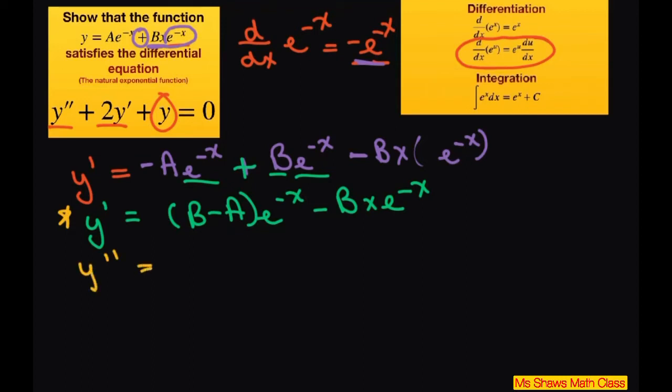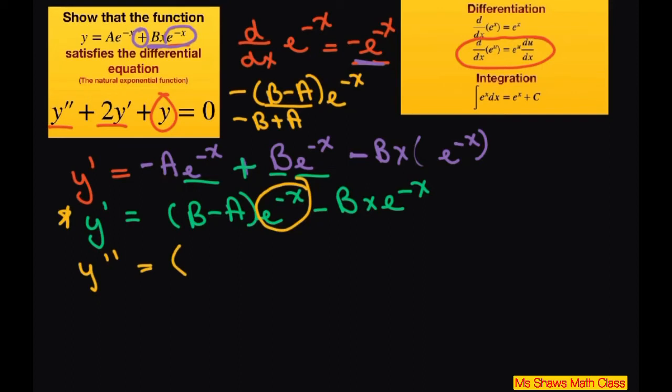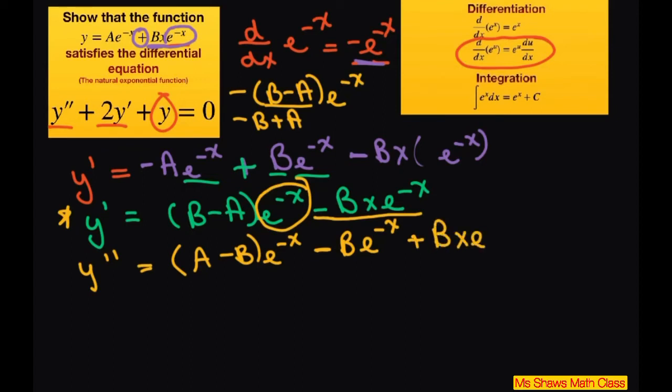Now, the second derivative. Again, b minus a is a constant, and if you take this derivative, you're going to get negative b minus a e to the negative x. And I can switch this around because this is negative b plus a, so I can write this as a minus b e to the negative x. Now, for the second part, we're going to get minus, take the derivative of bx, and that gives you b e to the negative x. And then the second part's going to be the same as what we had before, so it's going to be plus bx e to the negative x.